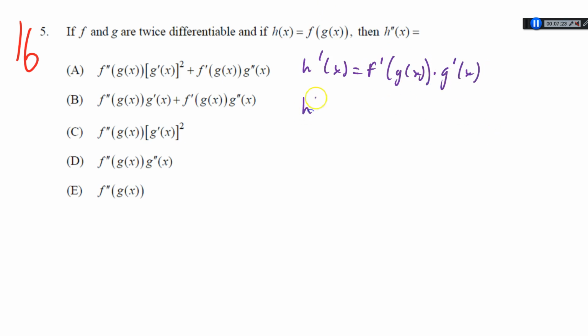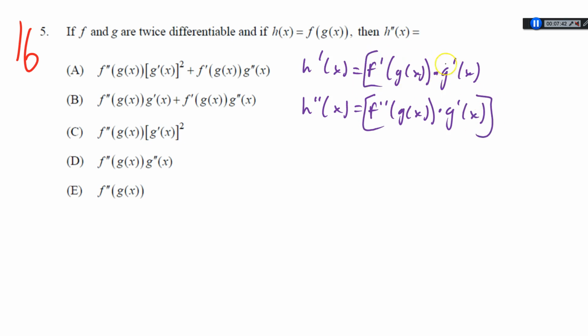Now we have to do the second derivative. We're going to have to use product rule because we have a product of two functions. So the derivative of the first part is going to require chain rule again. So I do f double prime at g of x, leave it alone. Multiply by g prime of x again. And we leave the g prime of x alone. So that was the derivative of this part.